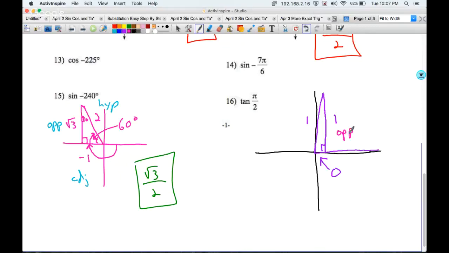This is still my opposite side, this is still my hypotenuse, and this is still the adjacent. It's just that at exactly 90 degrees, the opposite and the hypotenuse converge to be a single line. Tangent is opposite over adjacent, the ratio of opposite over adjacent. Opposite is 1, adjacent is 0 here, so that would be 1 divided by 0. Divide anything by 0, this is undefined.